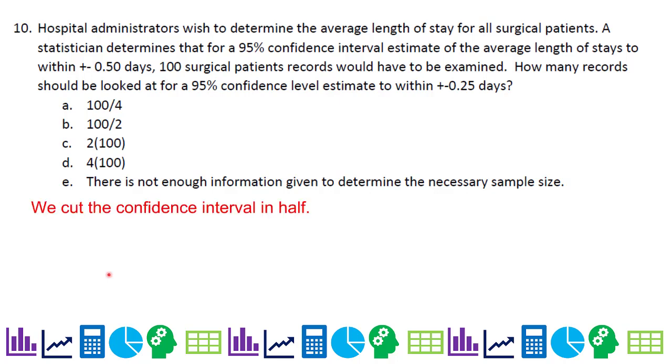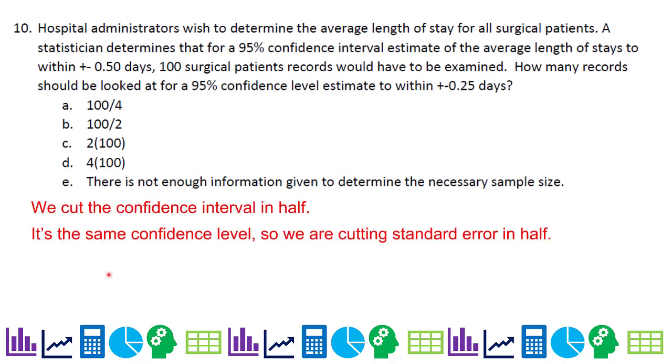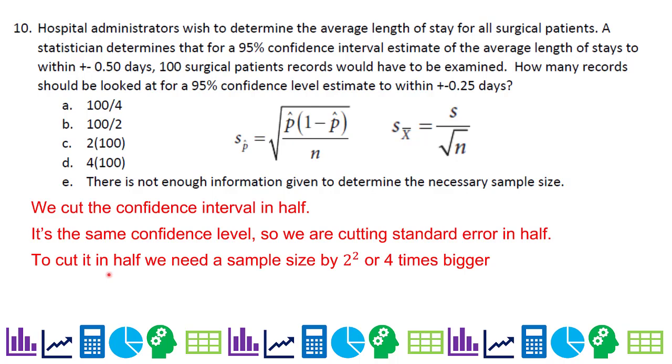So we're cutting the confidence interval in half. It's the same confidence level, so that means we need to cut standard error in half. So let's look at standard error. The only thing we're going to be changing is that n. Now, because it's in the square root, we need to actually square the factor. So to cut in half, we need a sample size that is 4 times bigger, because 2 squared is 4. So we need 4 times 100, or a sample size of 400. And good luck on your test.